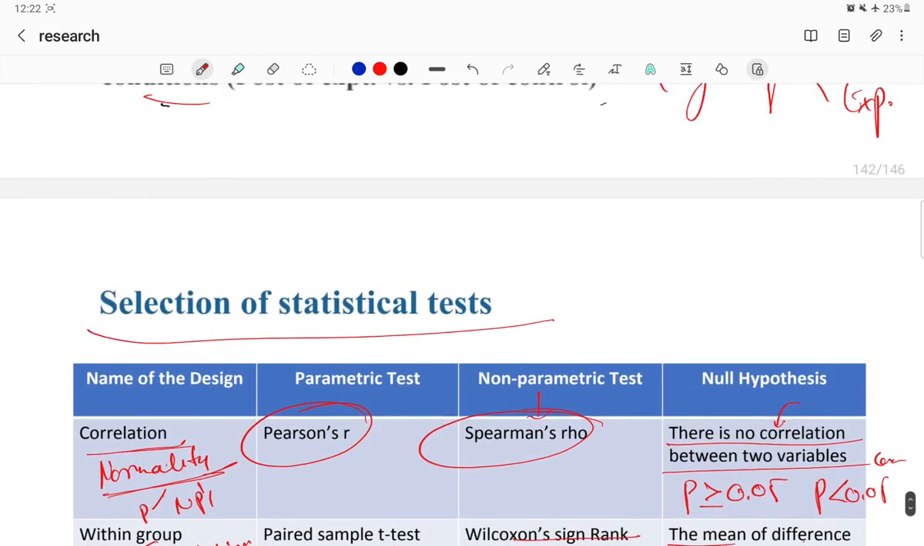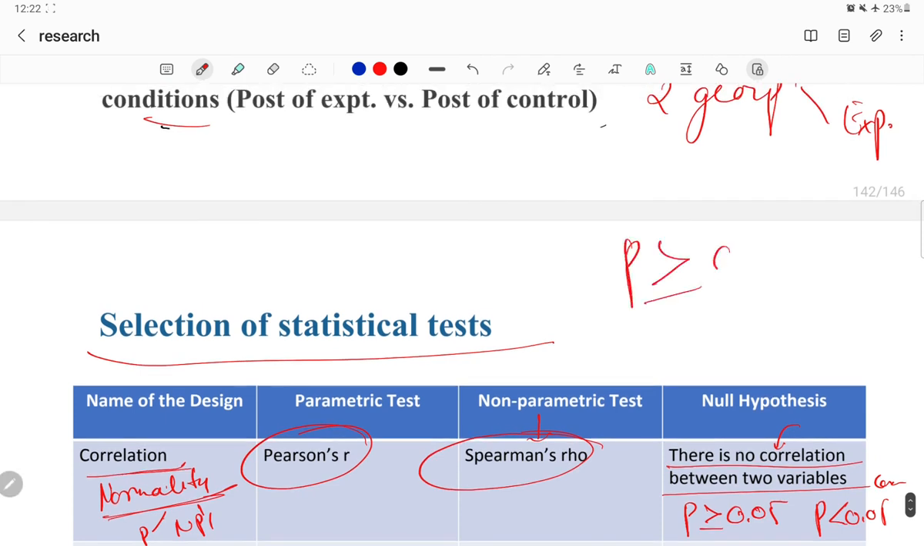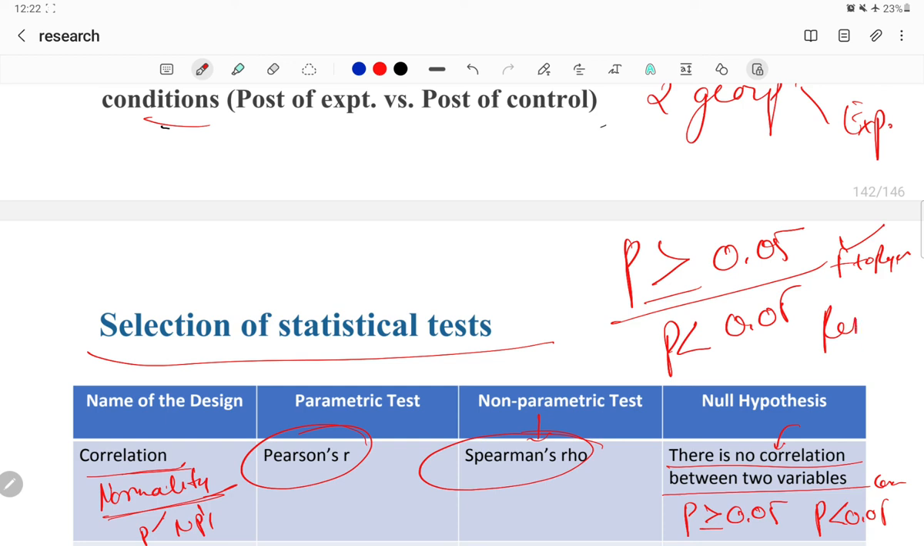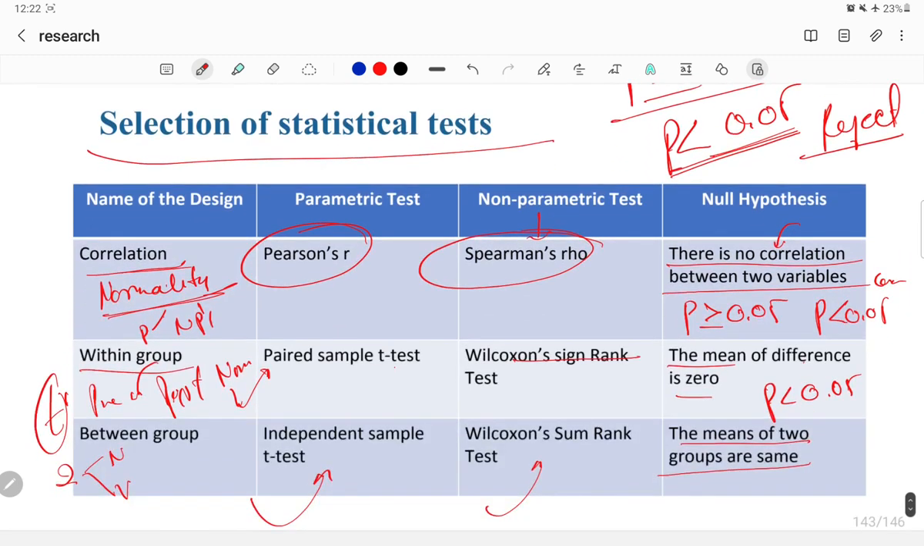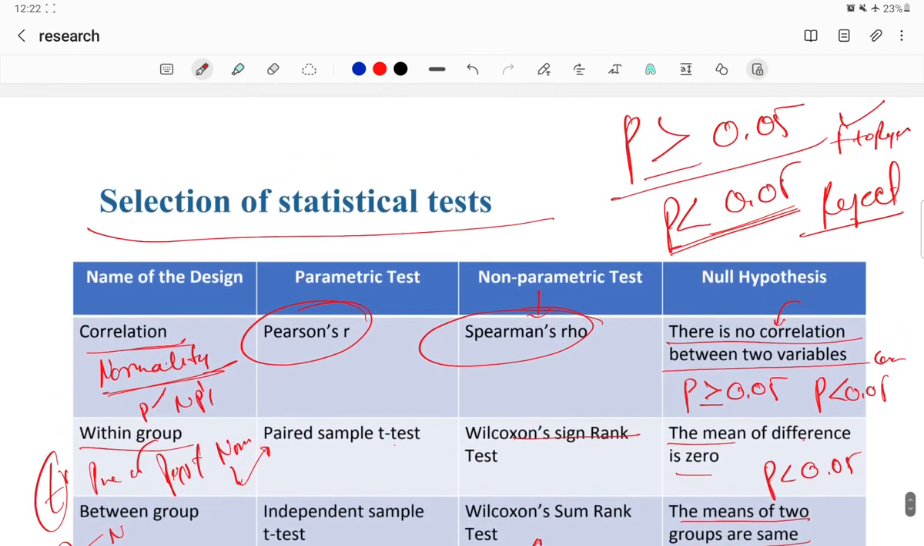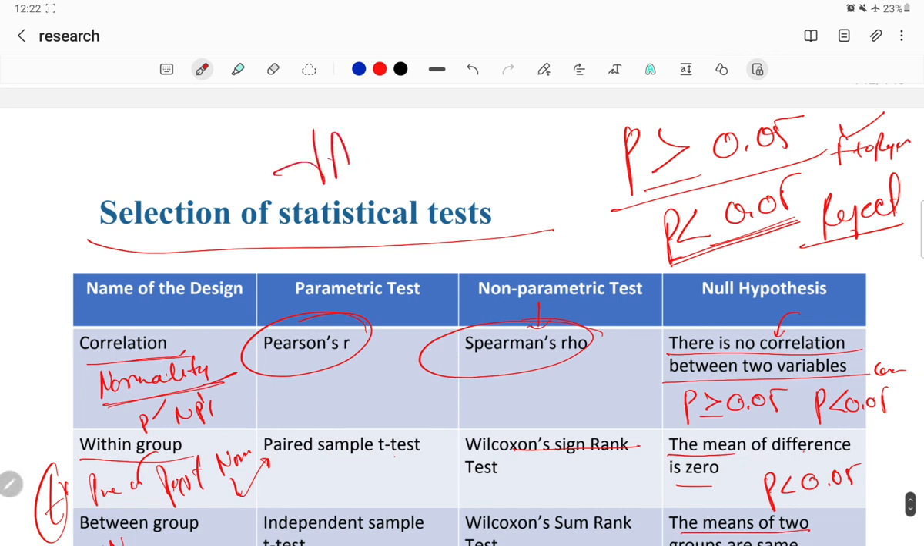And remember this concept: if P is greater than or equal to 0.05, we accept in simple language, but in research language we say fail to reject. And if P is less than 0.05, we just reject it. Don't think about how to do these steps. Everything will be done in software called JASP. We use JASP software to do these tests.